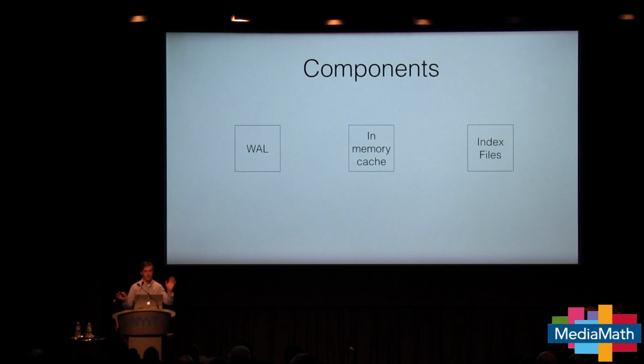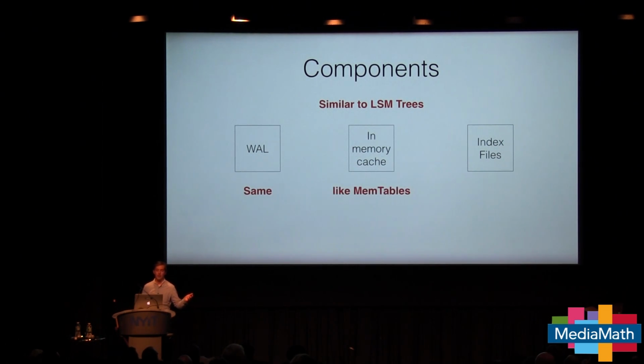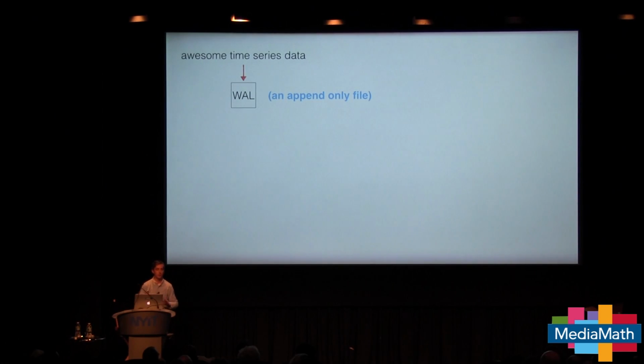So the components of this thing are: you have a write-ahead log, you have an in-memory cache that keeps the data from the write-ahead log, and you have a bunch of index files. This is very similar to how LSM trees look, right? LSM trees have a write-ahead log. They have an in-memory cache, which are called memtables. And they have index files, which are called SSTables. SSTables and index files are read-only files, which is a little bit weird when you think about databases. I'll cover how those work.